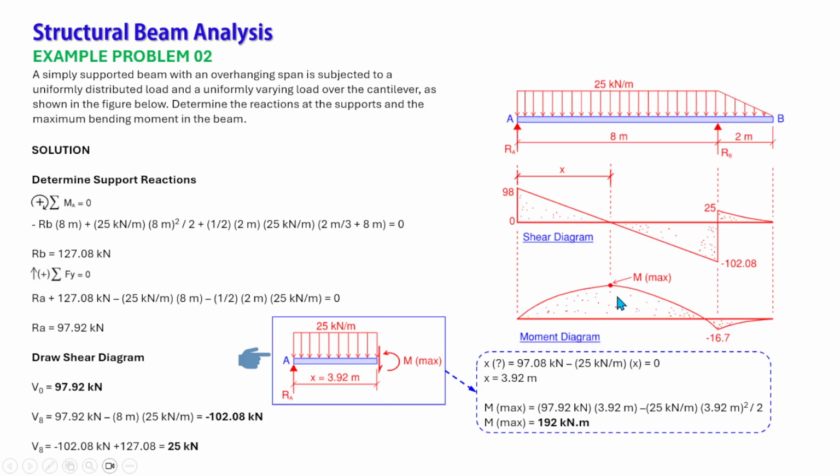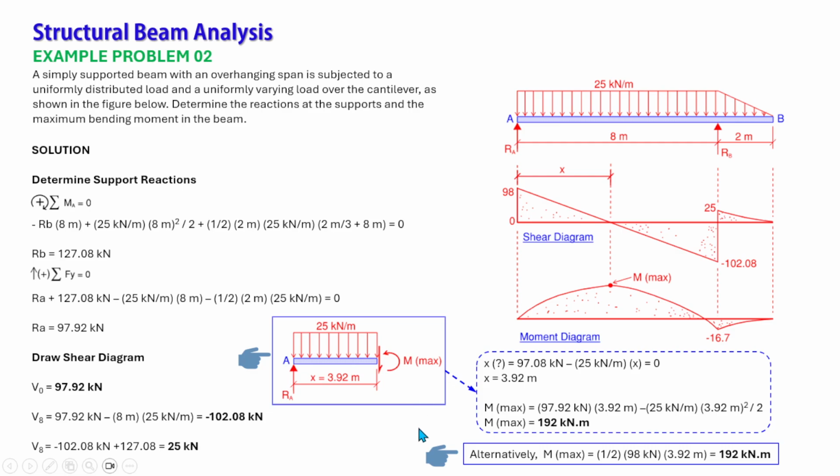So we have here the moment diagram. The maximum positive moment also is equal to the area of the shear diagram, which is equal to 1/2 times 98 times 3.92, and that is equal to 192 kilonewton meters. So we have an alternative solution, whichever you are comfortable with, either the area method or the direct calculation by summing up moment at this point where X is equal to 3.92.